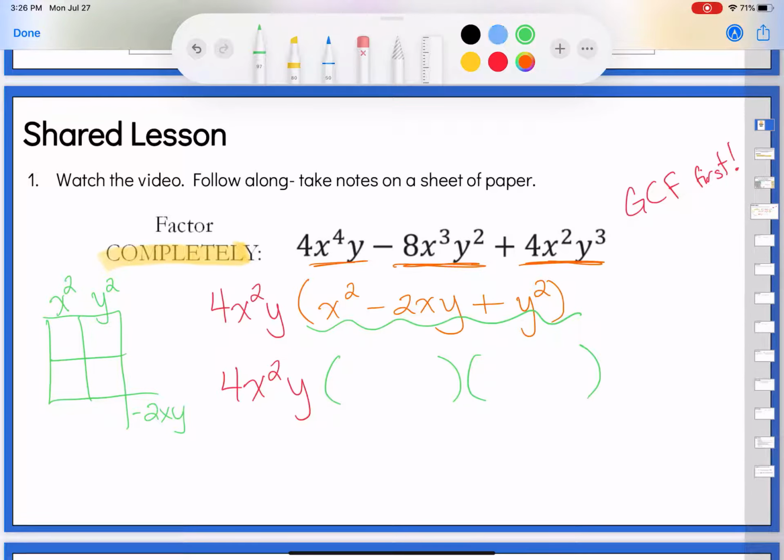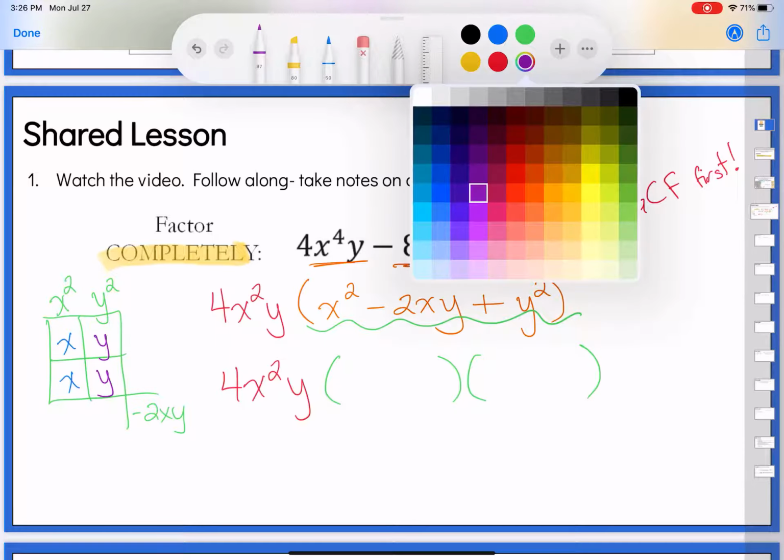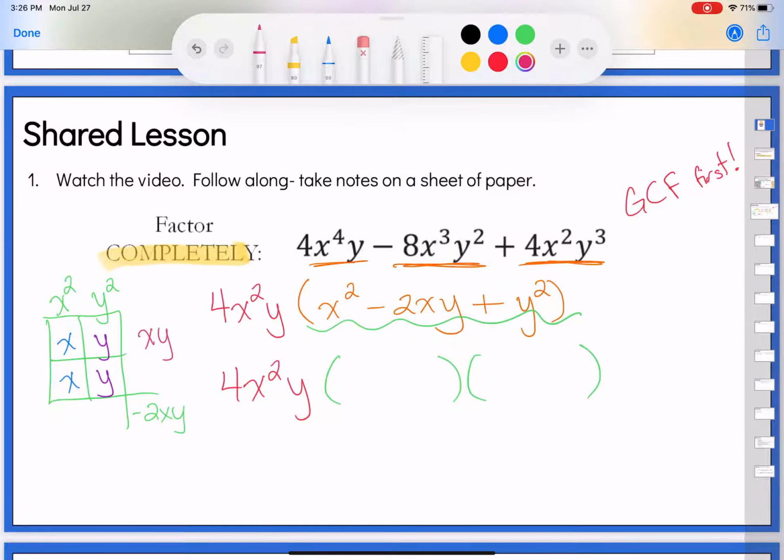Now, everything on the inside multiplies together to get out to the outside. So what times itself gives me x squared? That's an easy one, x and x. What times itself gives me y squared? That's also an easy one. Y times y gives me y squared. And then when I multiply to get out, x times y gives me xy. X times y gives me xy. But when I add these two together, everything on the outside is added together, I'm supposed to get negative 2xy.